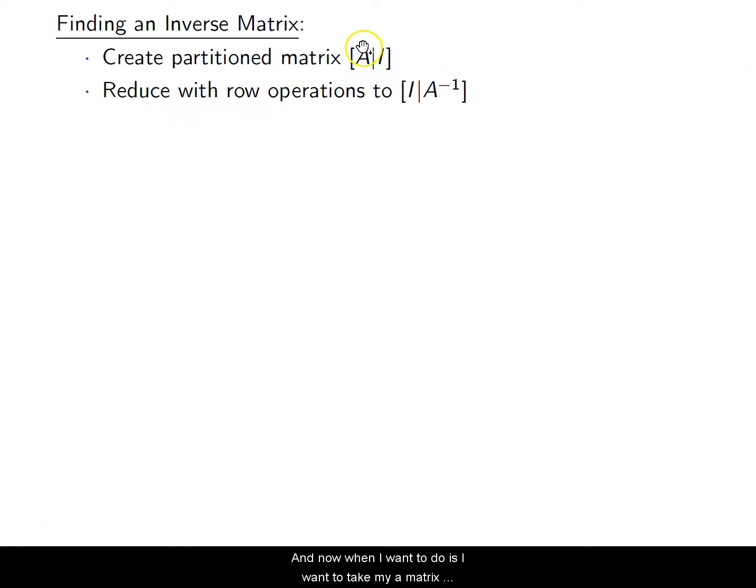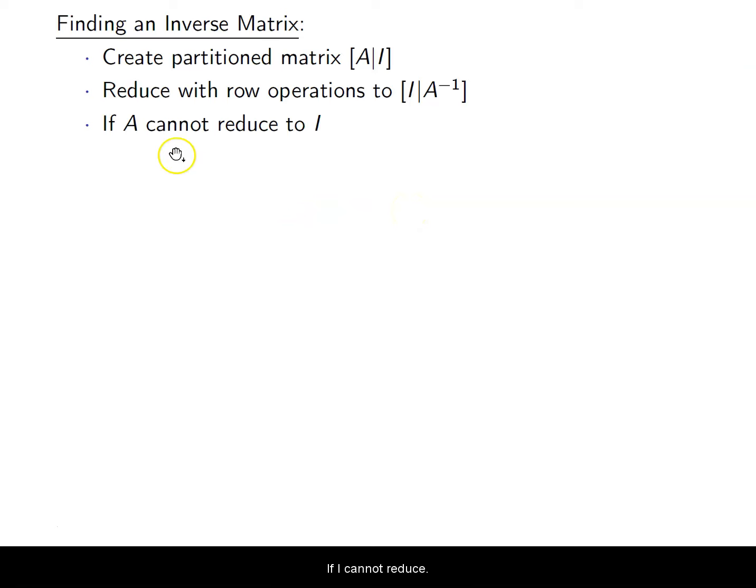And now what I want to do is take my A matrix and reduce it down with my row operations using Gauss-Jordan, and I want to turn A into the identity matrix. Okay, so my goal is to turn A into the identity matrix by using my row operations. And as I do that, I is going to transform into the inverse of A, right? So I'm going to find my inverse matrix by creating a partition and using Gauss-Jordan elimination, where one side is going to transform from A into I, and the other side is going to transform from I into A inverse, okay?